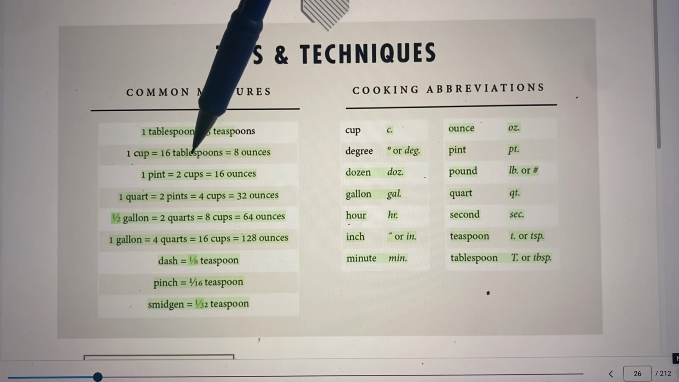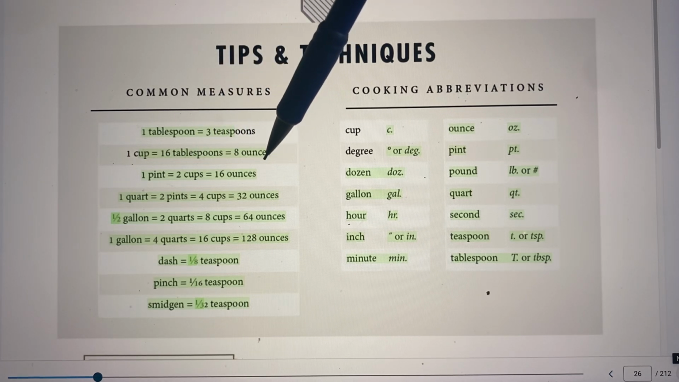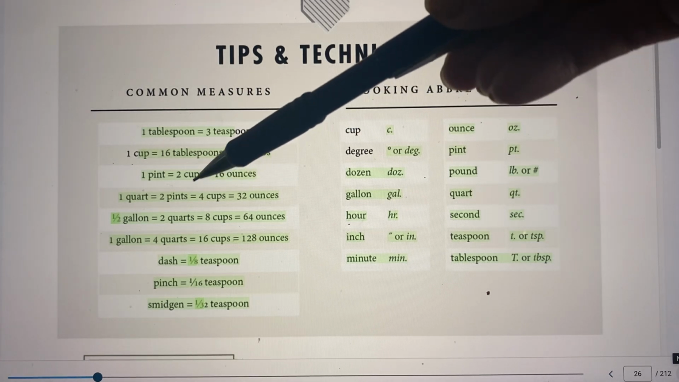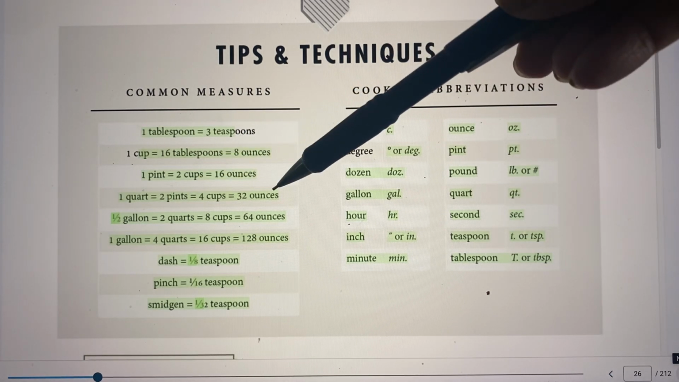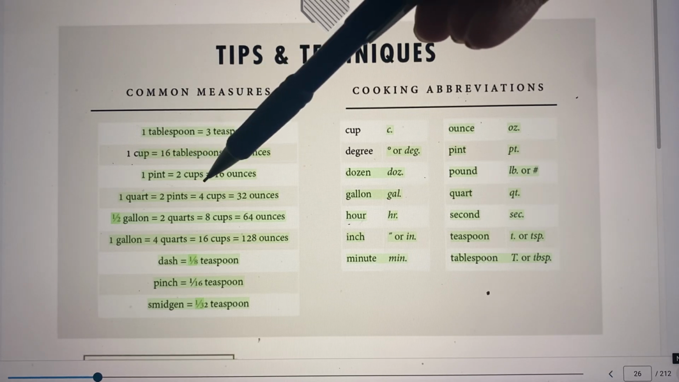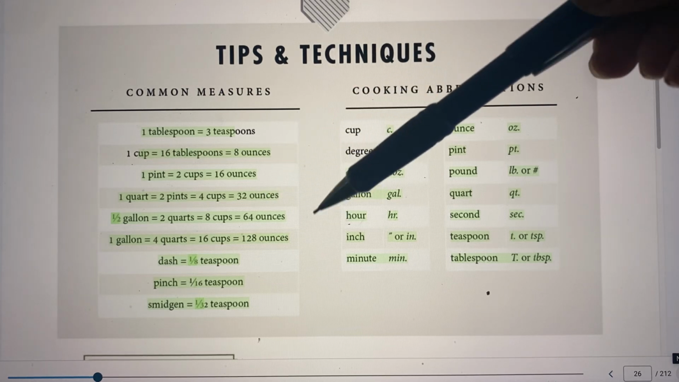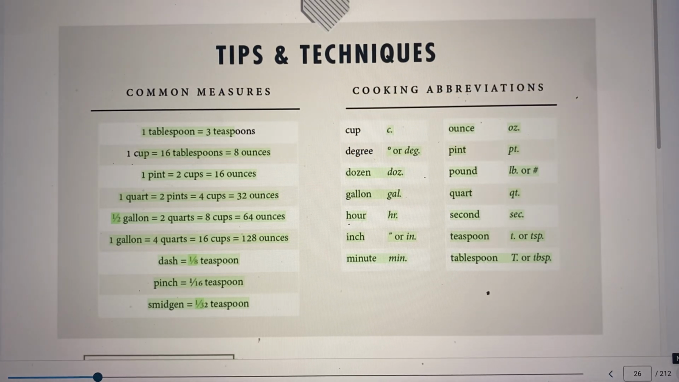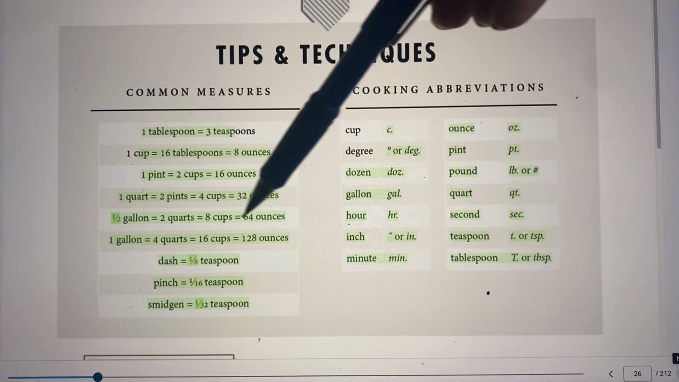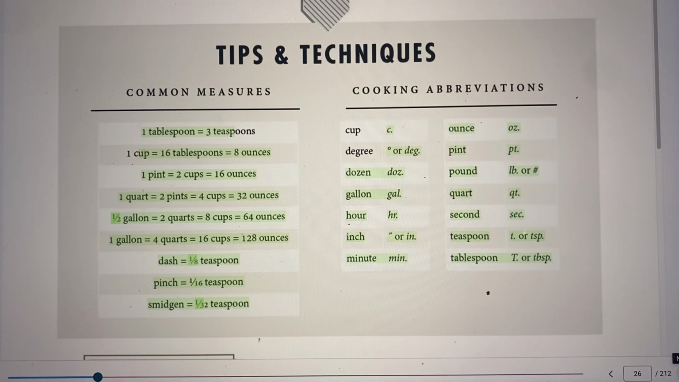1 pint is 2 cups and it's 16 ounces. So just remember that. These are pretty common, like 16 ounces. Even Papa asked me how many ounces are in a pint, and I said 16 ounces. A quart is 2 pints, so it has 4 cups in it and 32 ounces. Each one of these, 1 quart has 2 pints, so you multiply by 2. A half gallon is 2 quarts and it has 8 cups, which is 64 ounces. A 1 gallon though is 4 quarts, 16 cups, which is 128 ounces.